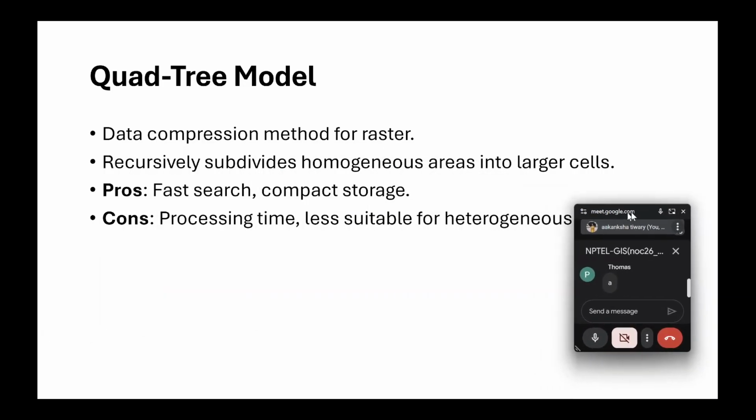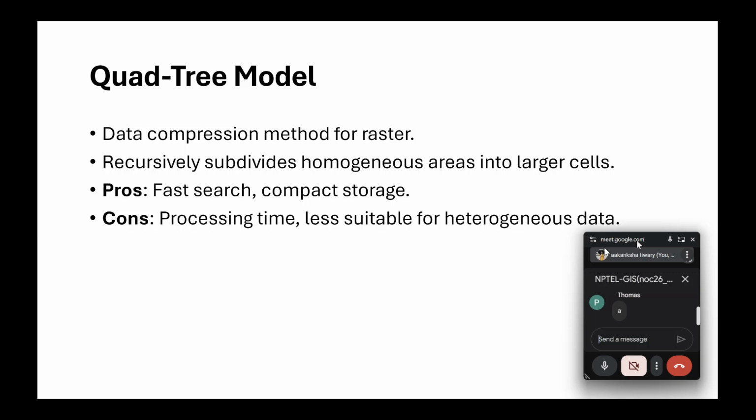So now the quadtree model is a data compression method for raster data, and it recursively subdivides homogeneous areas into larger cells. Okay. So what are the pros? It is very fast with compact storage, and the one con is that it is less suitable for heterogeneous data, and processing time is large. Okay, so this is one type of compression method for raster data.